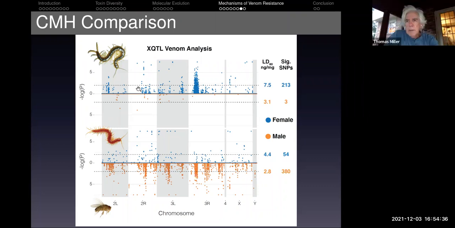So Schyler, you probably talked about this and I missed it, but what are the natural prey and how much do they vary amongst your different species?